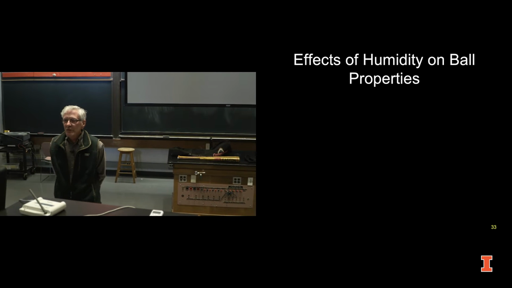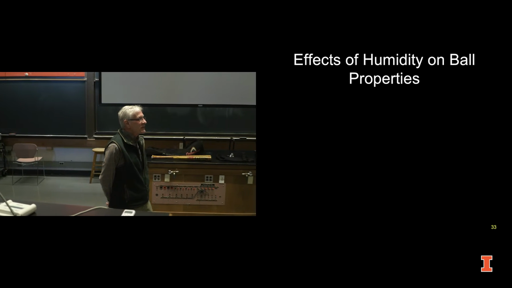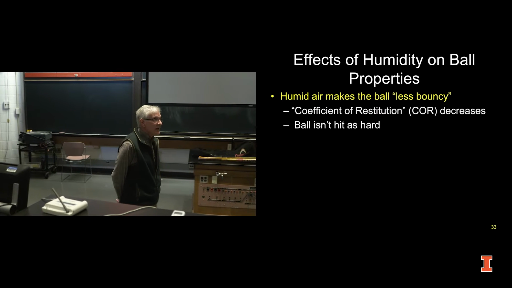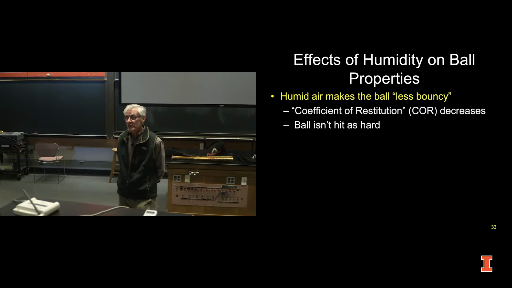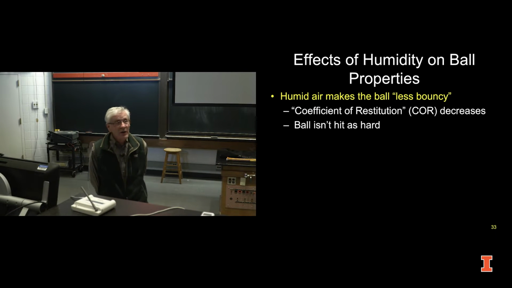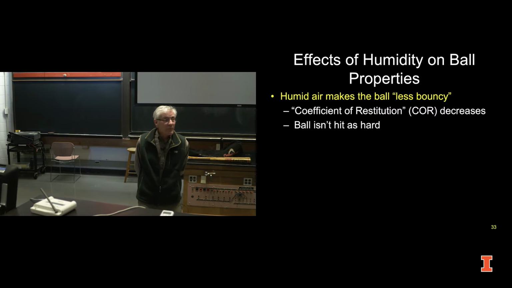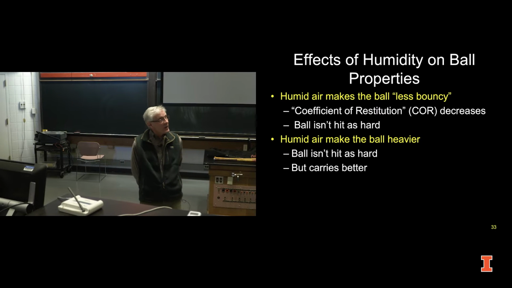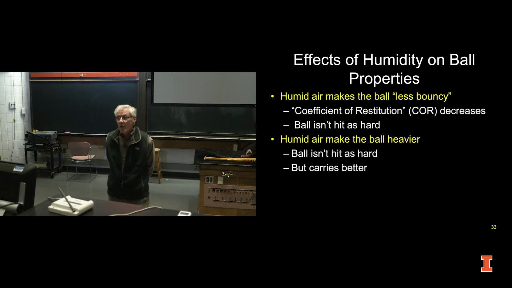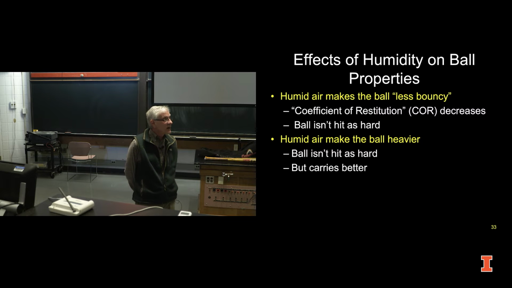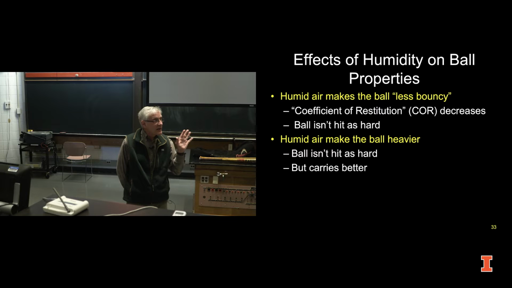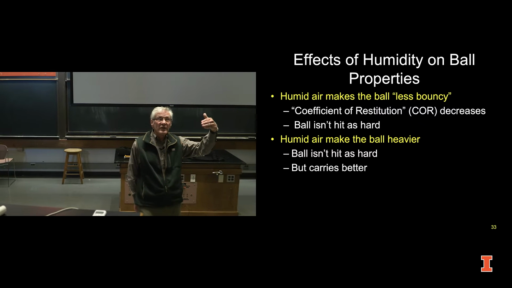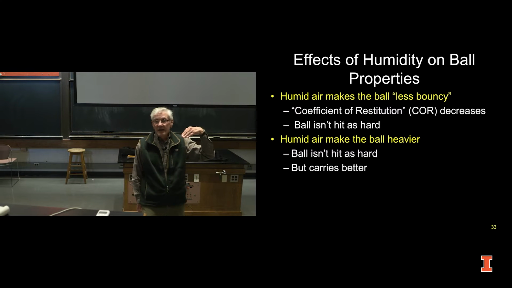So let me first talk about the effect of humidity on the properties of a baseball. So humid air makes the ball less bouncy, okay? It absorbs water and it doesn't bounce as well. This so-called coefficient of restitution, the COR, decreases, which means the ball isn't hit as hard. Lower exit velocity, all other things equal. It also makes the ball heavier. You absorb water, it becomes heavier. Once again, that means the ball isn't hit as hard, okay? You can transfer more energy to a lighter ball than you can to a heavier ball. But the ball carries better. A lighter ball will, all other things equal, carry better than a heavier ball.